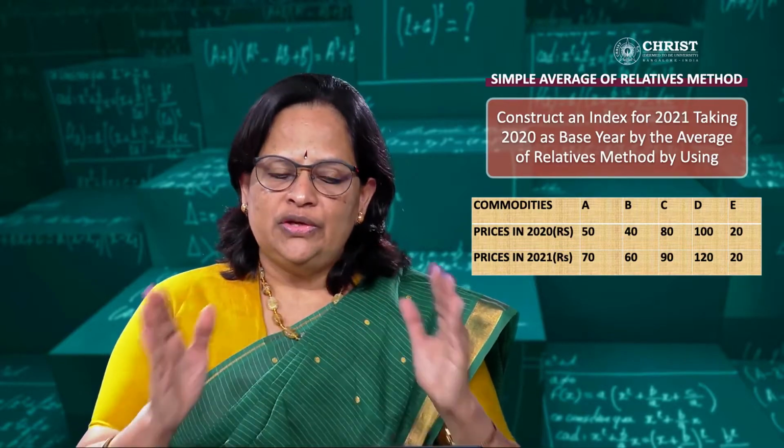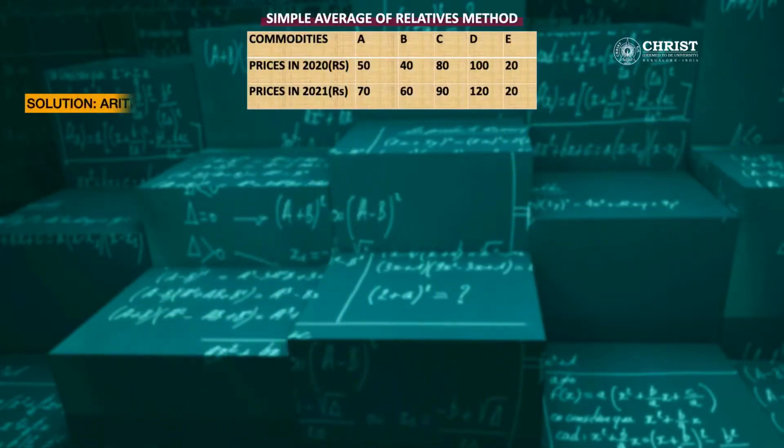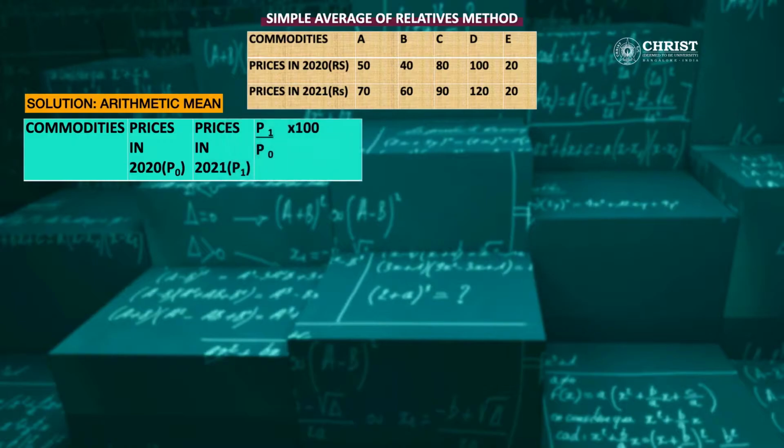Now the solution. You can see that the first column shows the commodities. The second is prices in 2020, that is the P0 values. Next is prices in 2021, that is the P1 values. And the last column is the price relatives, that is P1 divided by P0 into 100. That means price relatives we are calculating for all the values.